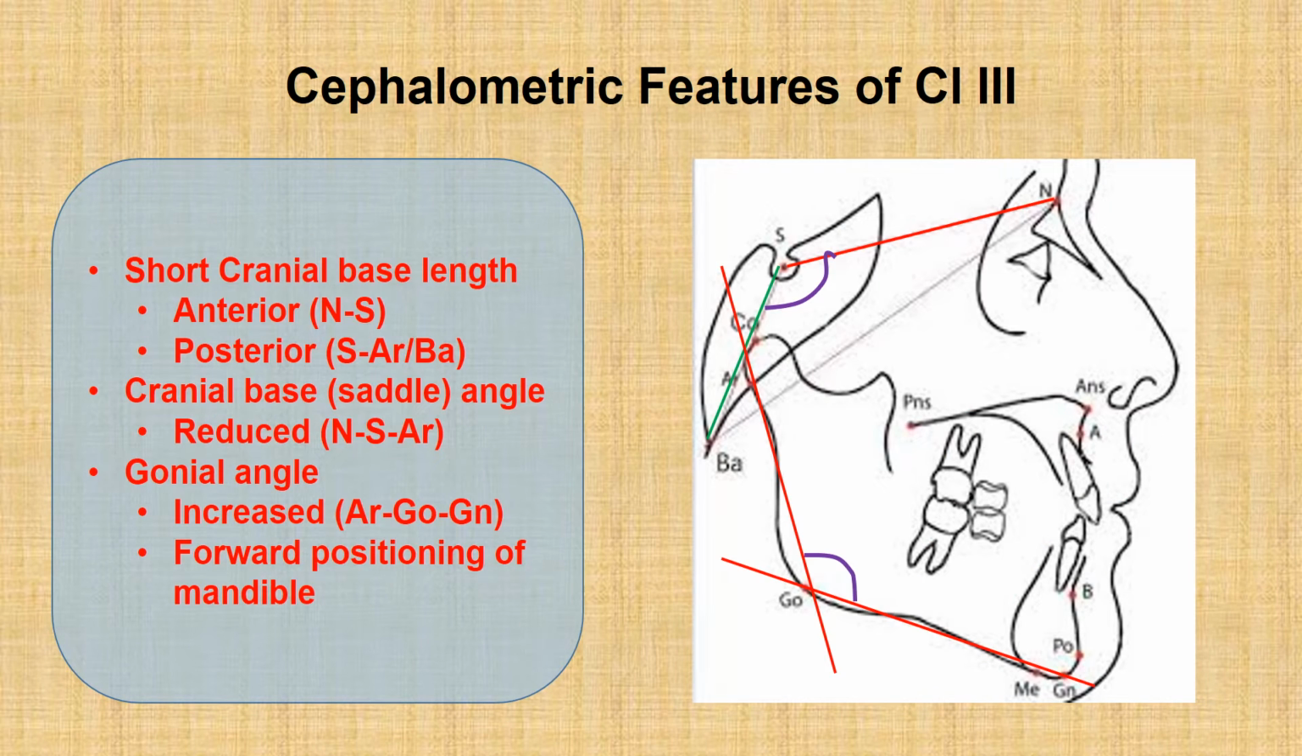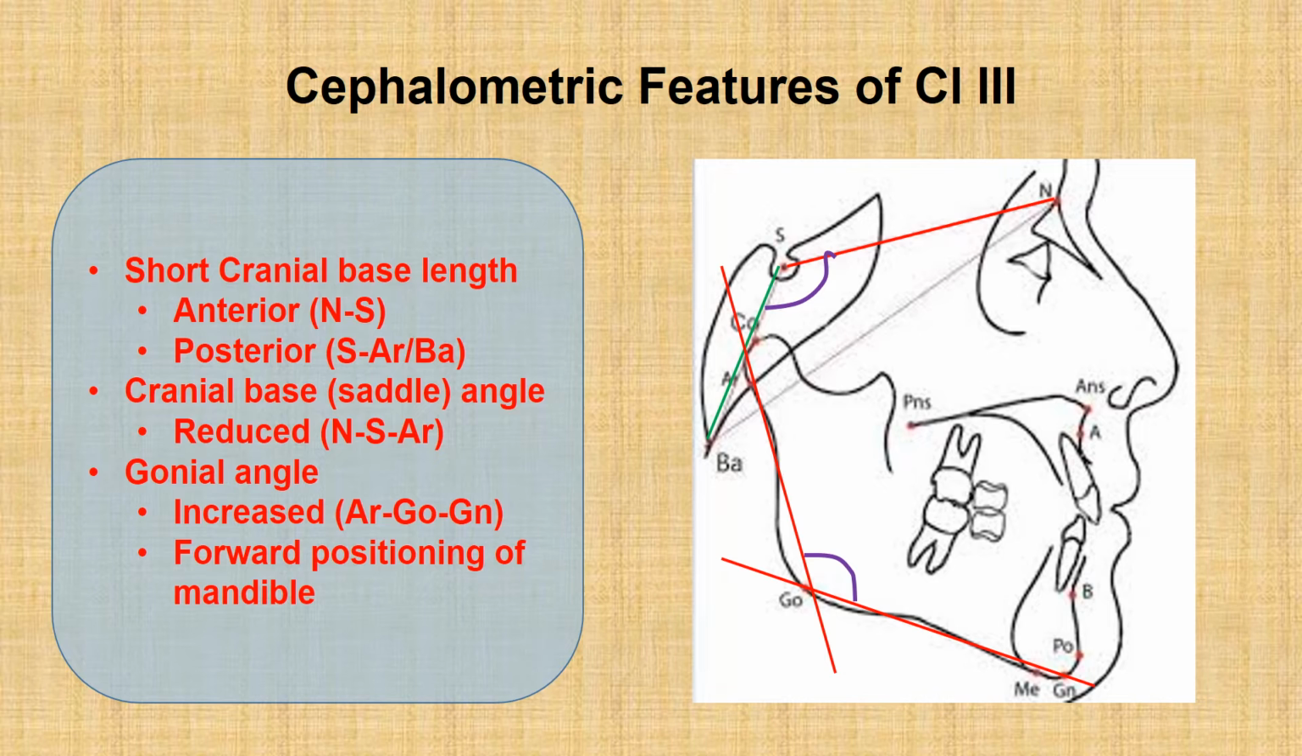Now, what are the cephalometric features of a class 3 malocclusion? Okay, we would get the cranial base length is short. Now this is the anterior cranial base from nasion to sella, and then the posterior cranial base is from the sella to either articulare or to basion. So both cranial bases may be shortened.